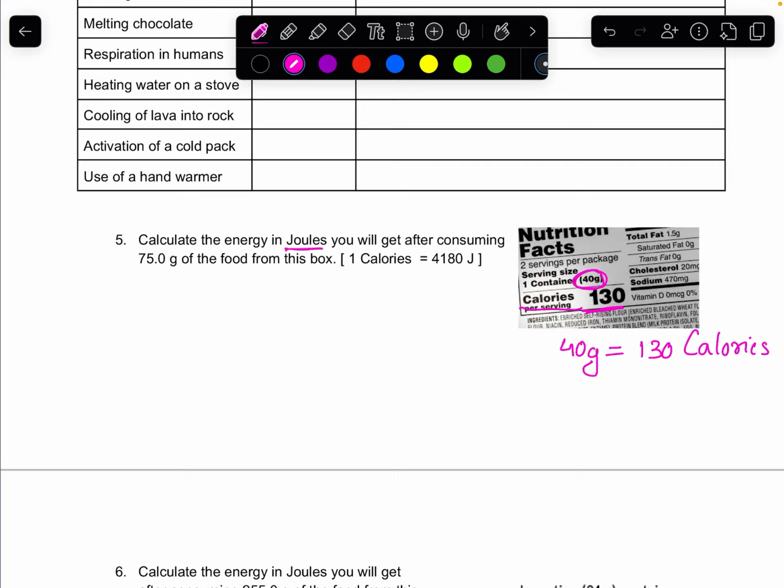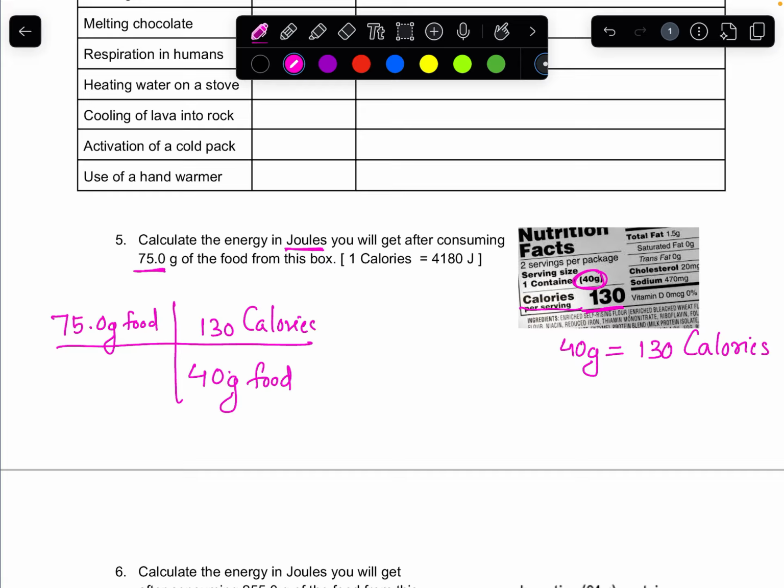Now look at the question. It is asking calculate the energy in joules. Okay, calculate the energy in joules when you consume 75 gram of the food. So we will start a T chart which says 75.0 gram of the food. Okay, then as per the conversion, if you eat 40 gram, I would put 40.0. You don't need to worry about all 3 sig figs. 40 gram of food will give you 130 calories. Okay, then it's a big calorie, so that is always tricking us. You have to think about it.